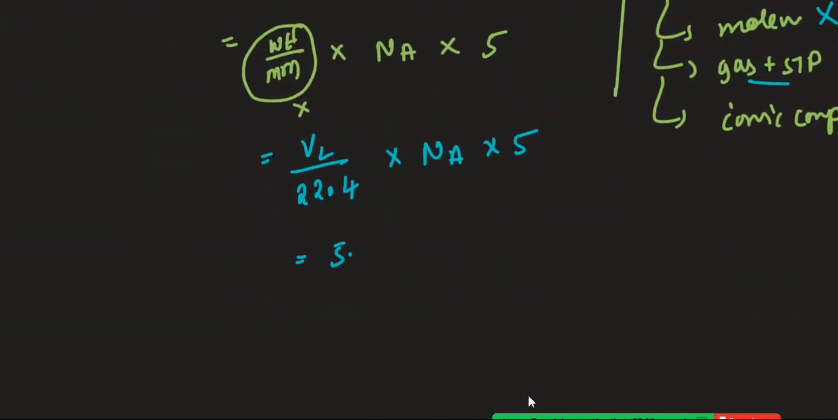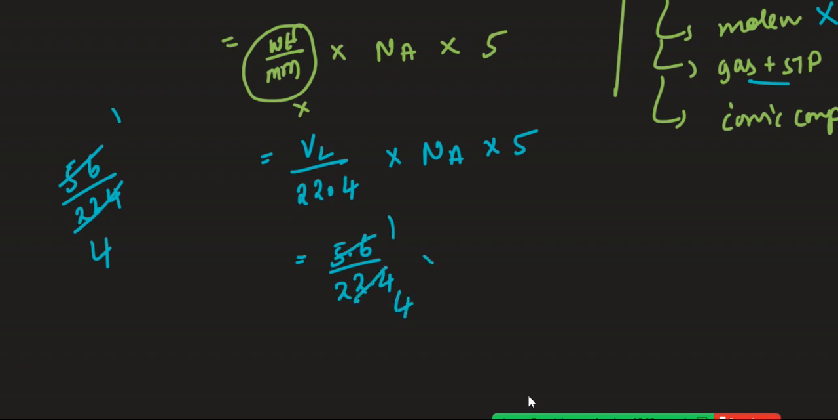Actually, I want to tell you one point here. This combination is frequently used in chemistry. In most numericals you can see a combination of 5.6 and 22.4. Don't take much time, just remember directly: 5.6 ones are 5.6, 22.4 fours are. This combination is frequently used in numericals. So we can write 5.6 by 22.4 into Na into 5.